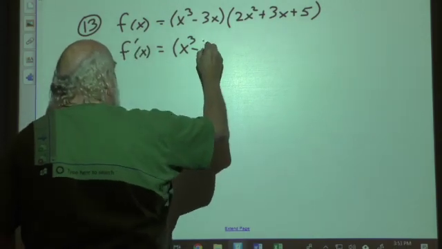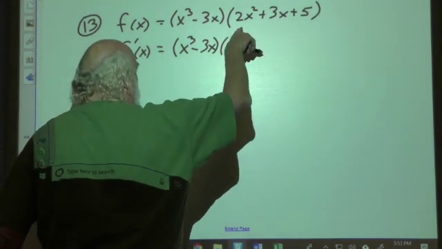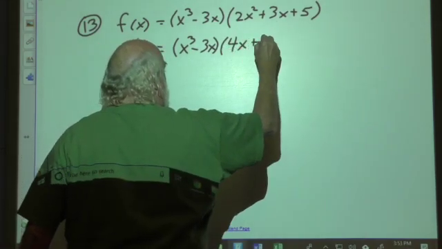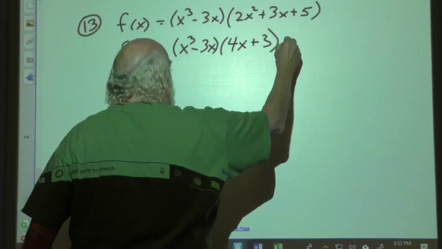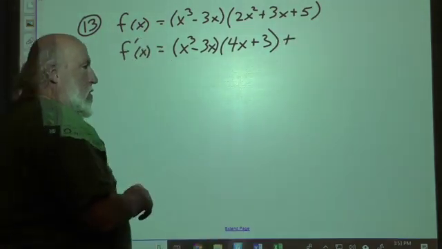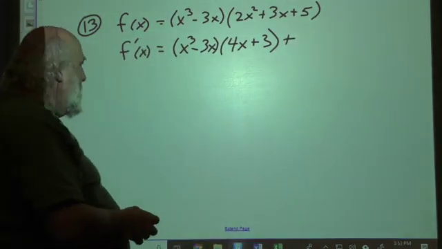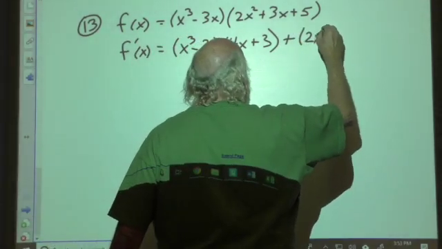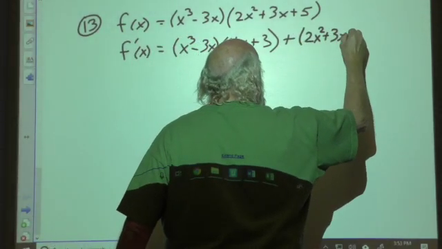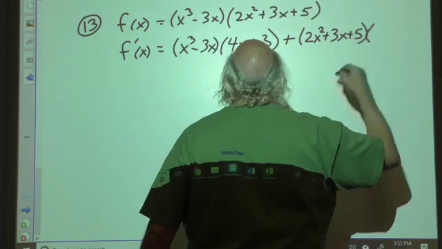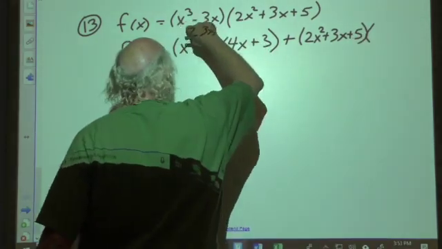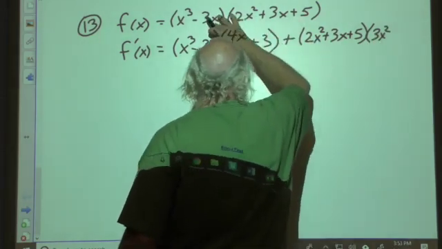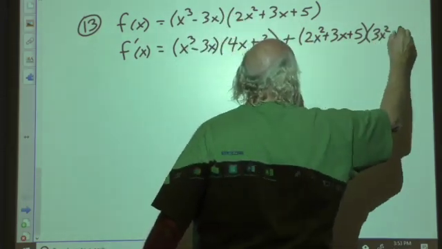X cubed minus 3x times the derivative of this, which is 4x plus 3, and the 5 drops out, plus, because we're multiplying, this will be a plus instead of a minus like we did before. And this will be 2x squared plus 3x plus 5. And then the derivative of this is 3x squared. And the derivative of that is negative 3.